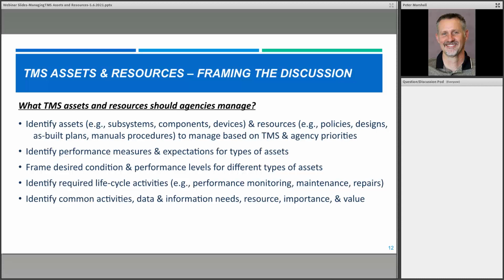So what TMS assets and resources should agencies manage? How do you decide? Well, the first step is to identify assets, so for instance, subsystems, components, devices, and resources such as policies, designs, manuals, procedures, et cetera. Decide which ones to manage based on your specific TMS and your agency priorities. In other words, identify what assets you need to keep your system functional. And then you would identify performance measures, KPIs, and expectations for those assets. It's also important to frame your desired condition and performance levels for different types and different tiers of assets, and then identify those required life cycle activities such as performance monitoring or repairs specific to each type of asset. And finally, identify common activities, data, and information needs, resource importance, and the value of the asset.